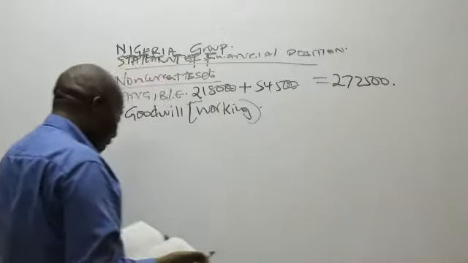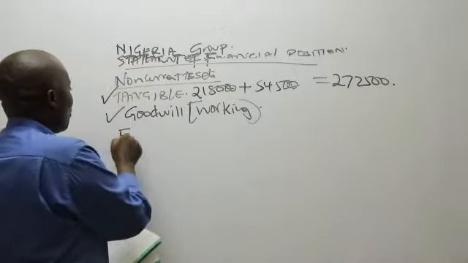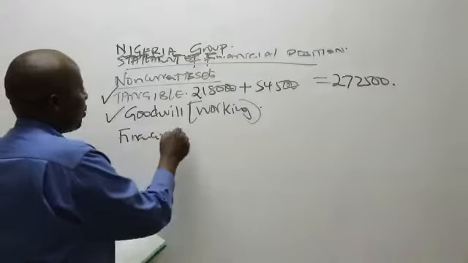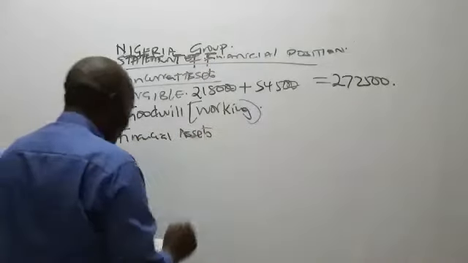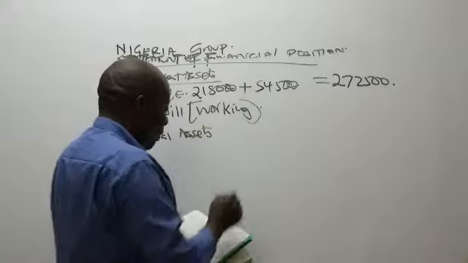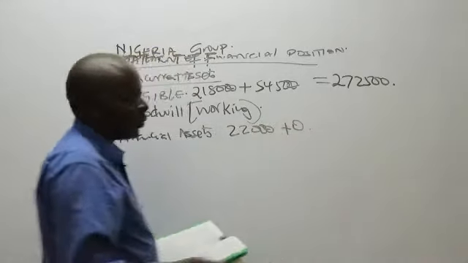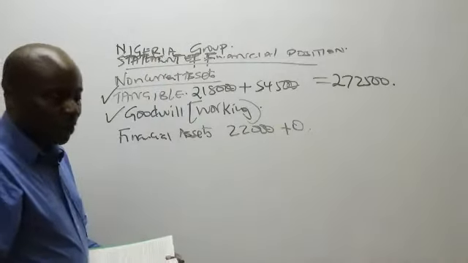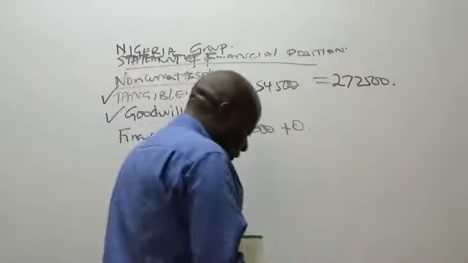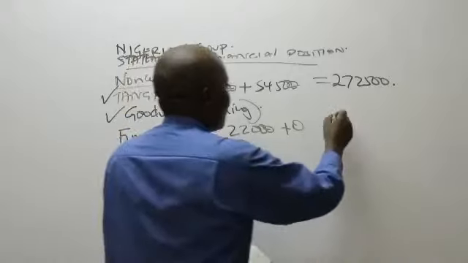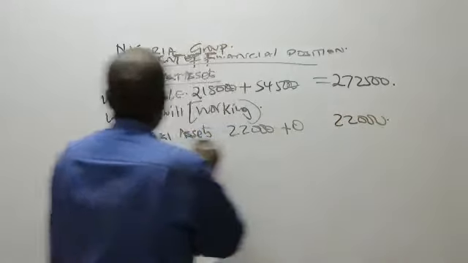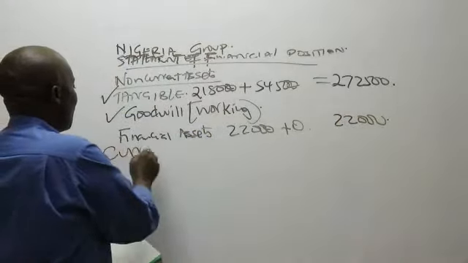From there, we have financial assets. This is a free mark really. Financial assets, I'll take the one of the parent, which is 22,000, plus the one of the subsidiary, which is 0, nothing really. So this is a free mark, which gives me 22,000.